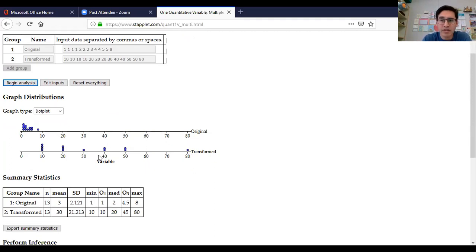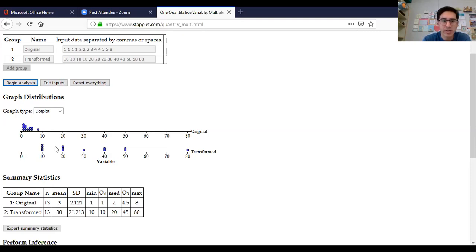All right, let's look at measures of position. The minimum, 1 and 10. First quartile, 1 and 10. Third quartile, 4.5 and 45. Maximum 8 and 80. So measures of position also multiplied by a factor of 10. How about measures of variability? Our standard deviation, 2.121, and now 21.213. You can see that all that's happened here is the decimal point has moved over. It too has increased by a factor of 10.